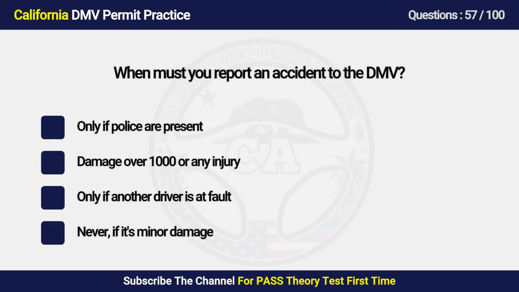Question 57. When must you report an accident to the DMV? A. Only if police are present. B. Damage over $1,000 or any injury. C. Only if another driver is at fault. D. Never if it's minor damage.